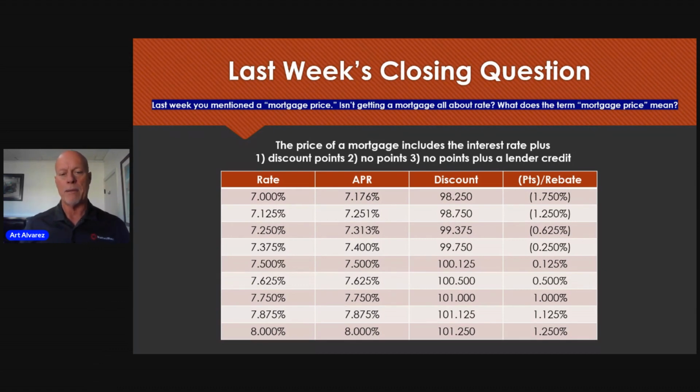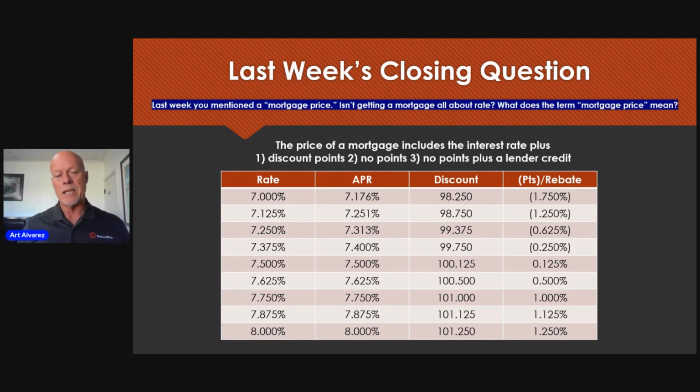And remember, a point is 1% of the loan amount. So in this case, 1.75% of the loan amount, or 1.75 points, would be the charge for that 7% rate. And as I've always argued, if you were going to do that, you're best served to get that 1.75 point cost for the lower rate, that buy down rate, paid for by the seller.